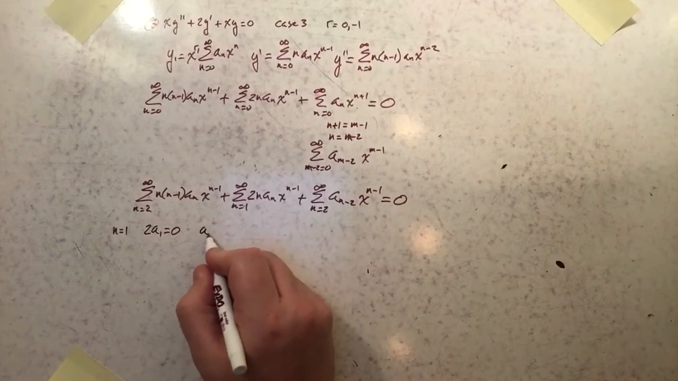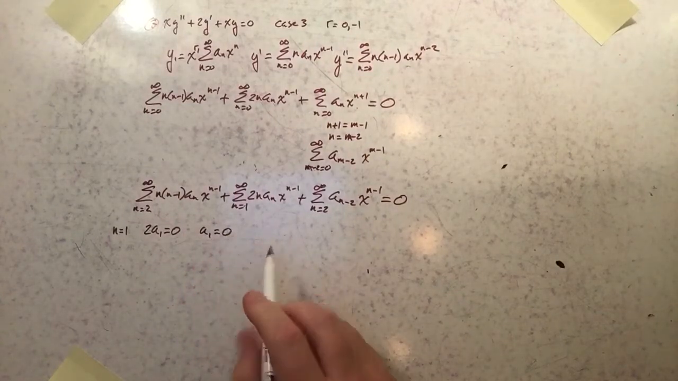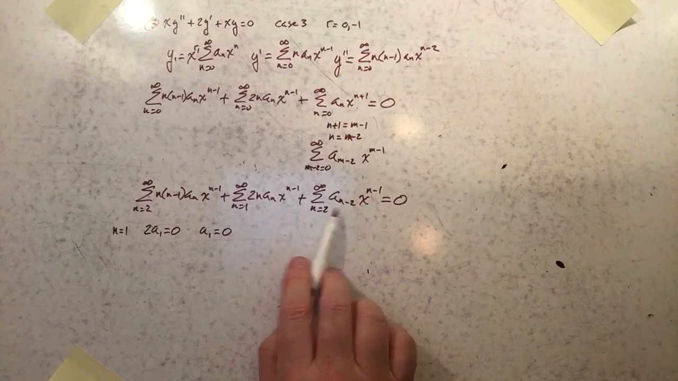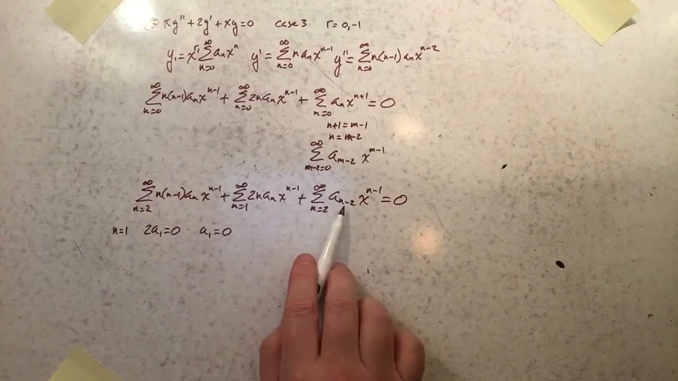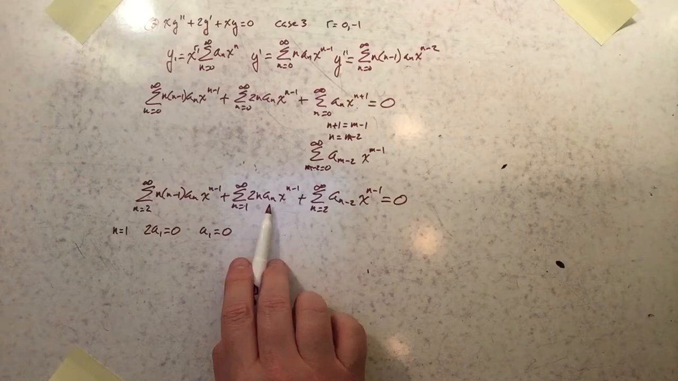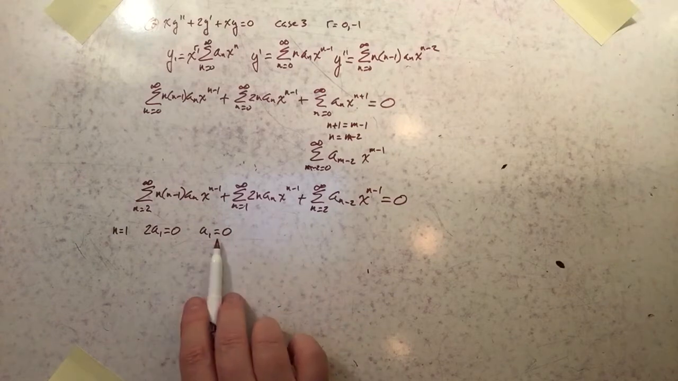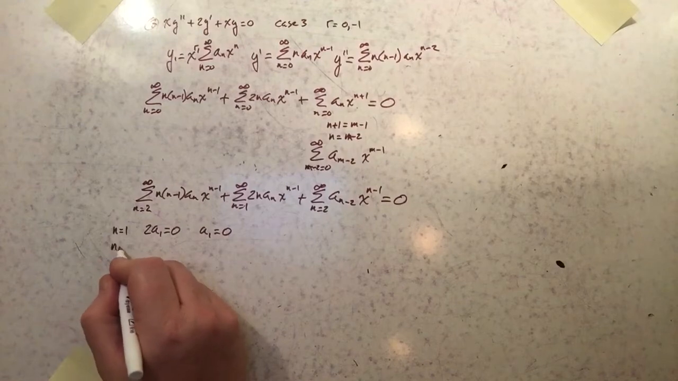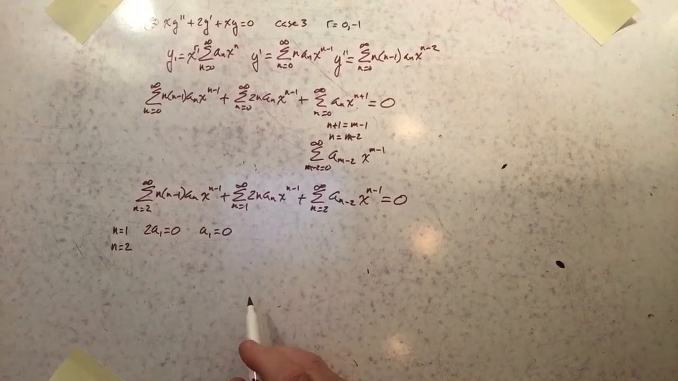That means a1 is 0, and I'm actually suspicious. This looks like a recursive relationship where we skip 2 orders, a_{n-2} and a_n, which means probably all the odd powers are going to be 0. Let's check n equals 2 and see what happens with the even ones.